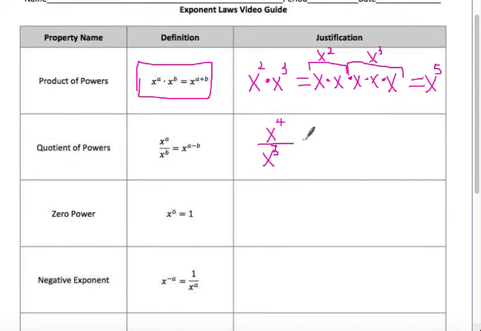So x to the fourth, again, means we have four x's all multiplied together. And then x to the third means we have three of them. And we can see here that we have common factors that would divide out. So we have 1, 2, 3 pairs of x's that would divide to 1. So then we're just left with x to the first power, which would, of course, just be x.